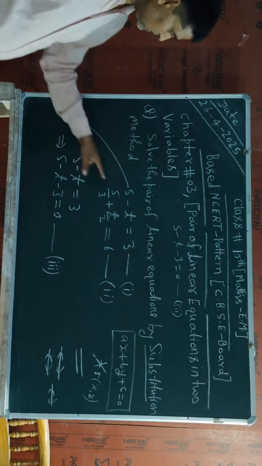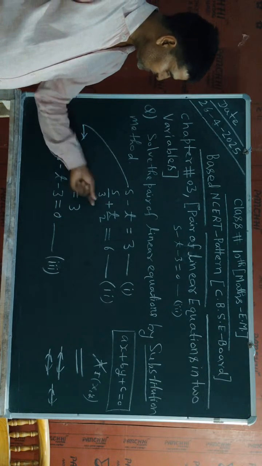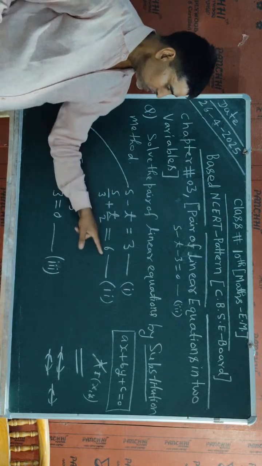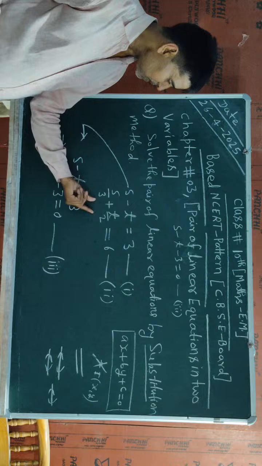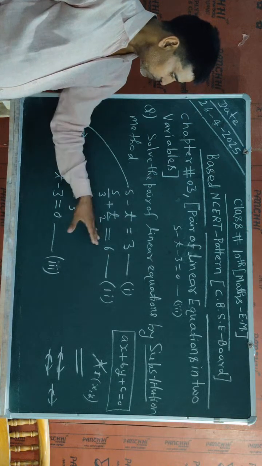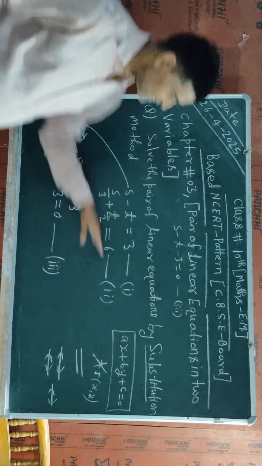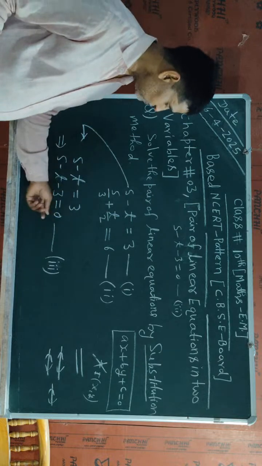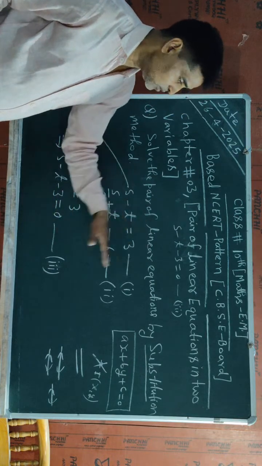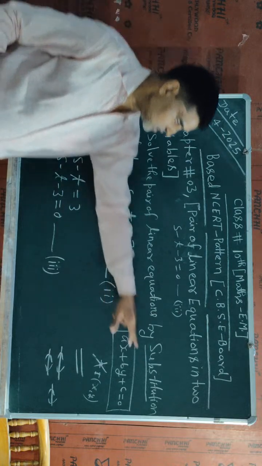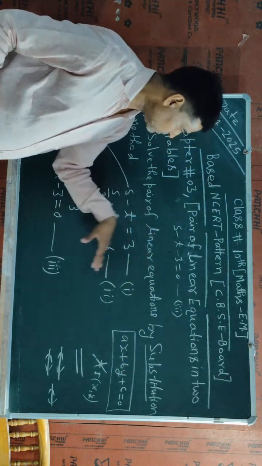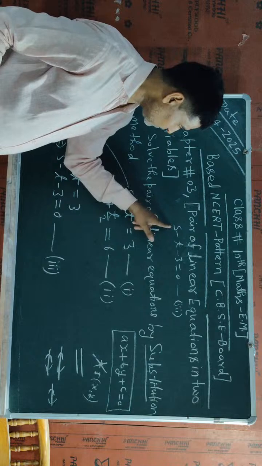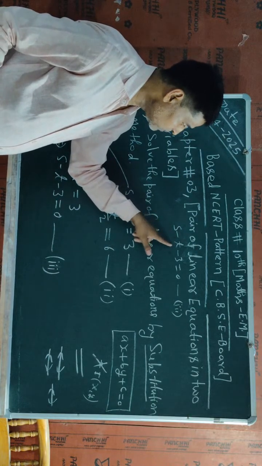Okay, students. Again, this equation is written in this form: s divided by 3 plus t divided by 2 equals 6. I will take the LCM on the left hand side, and after simplifying, I will arrange all terms in the left hand side and put 0 in the right hand side. Then that will be in standard form, and then I will use the substitution method. We will solve, and after solving we will get the value of s and also the value of t. Okay, students.